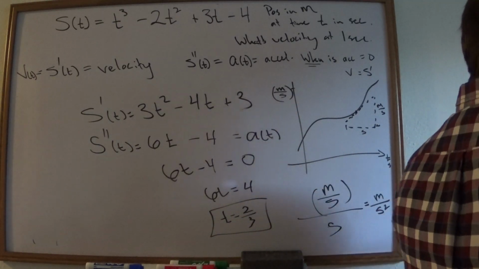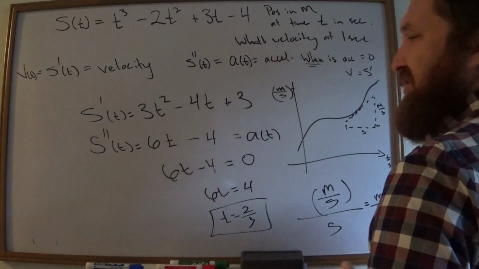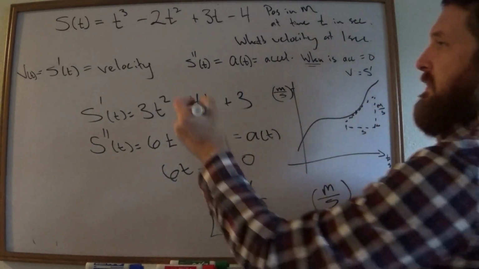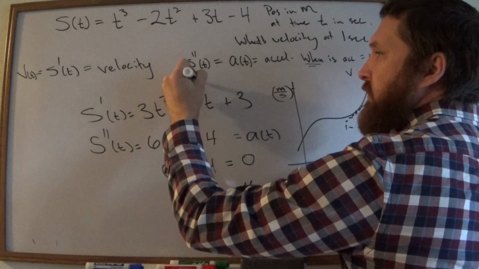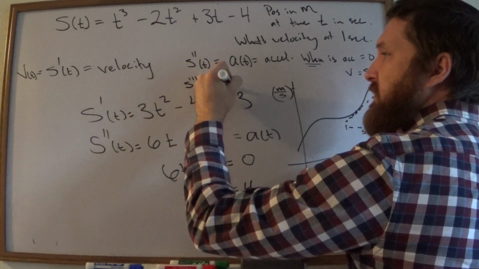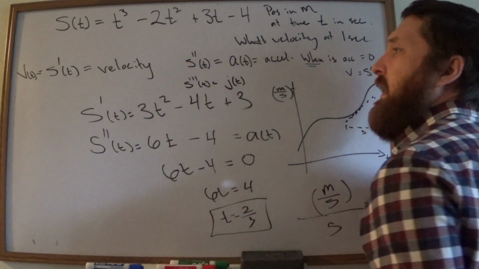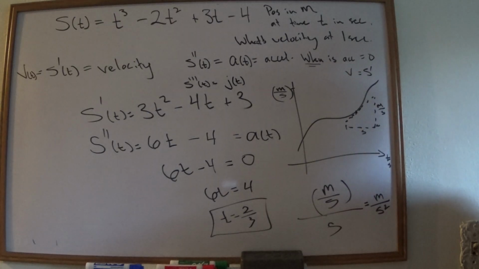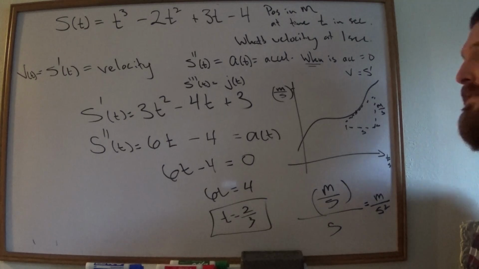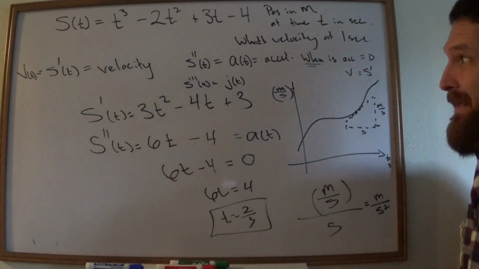What's the third derivative? The third derivative is called jerk. It is sometimes used, so s', s'', s''', how fast your acceleration changes. How fast is your acceleration changing? And if your acceleration changes fast and you're in a car, you'd say, wow, it's jerky. That's why it's called jerk.